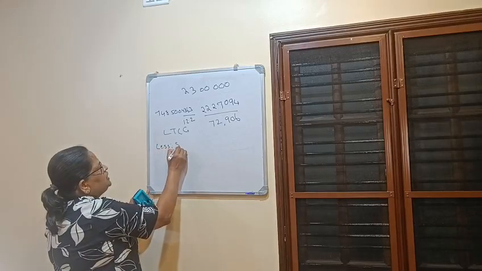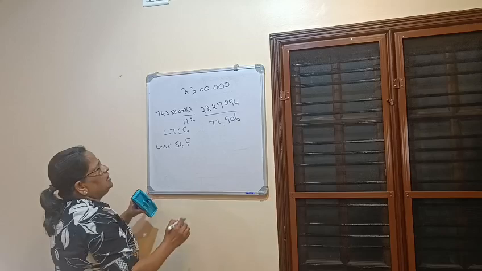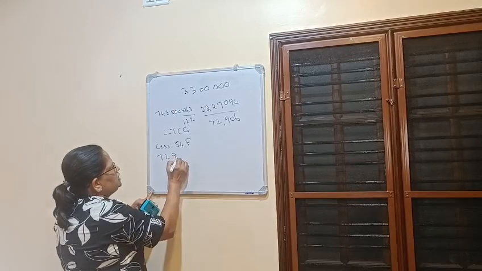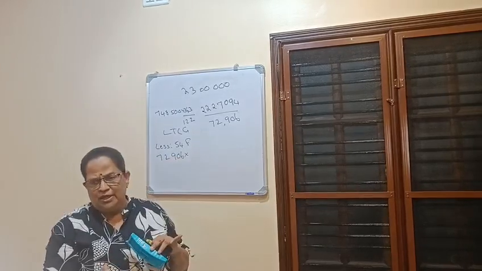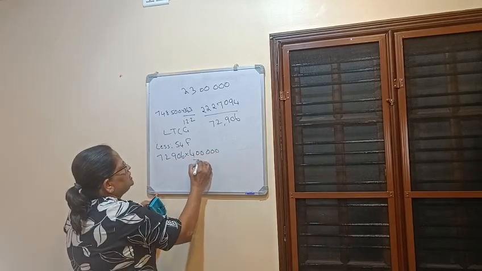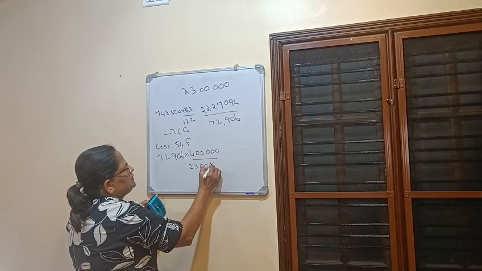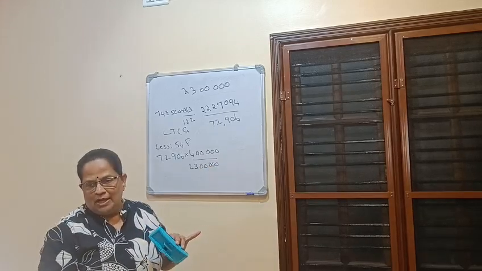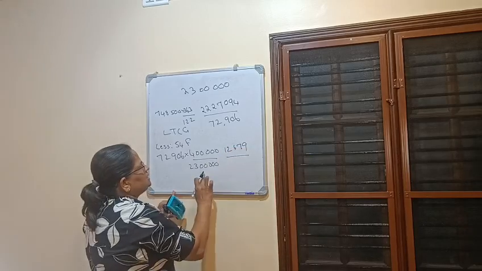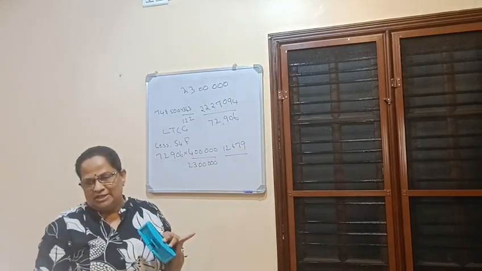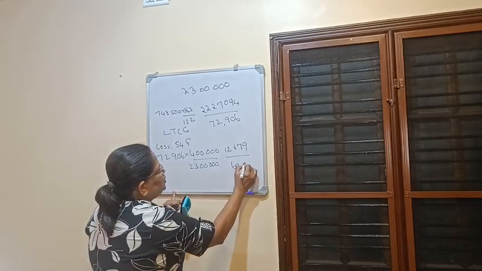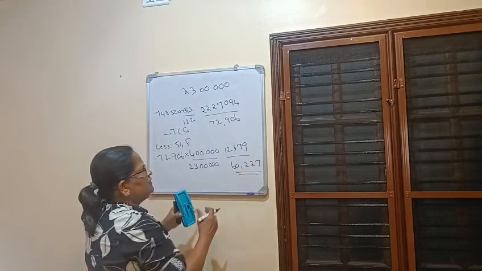Now less exemption under section 54F. He has invested in another house property within that time. So here, LTCG 72,906 into amount invested in the new house property, 4 lakhs, divided by net sale consideration, that is 23 lakhs. So the value is 12,679. He is getting less exemption because he has invested only 4 lakhs. So here the taxable capital gain is 60,227. So this is the first problem.